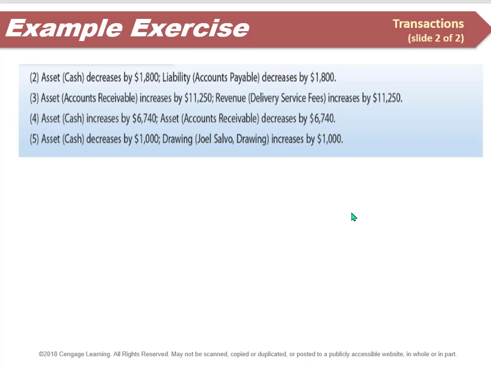What was the next one though? Oh, someone paid on account, so the asset cash increased, and the asset accounts receivable decreased. And then finally, the owner took $1,000 out of the bank, cash decreases, and the drawing account increases, and that drawing account is a negative account. Okay, so make sure that you listen to the problems on this and then do the written problem.